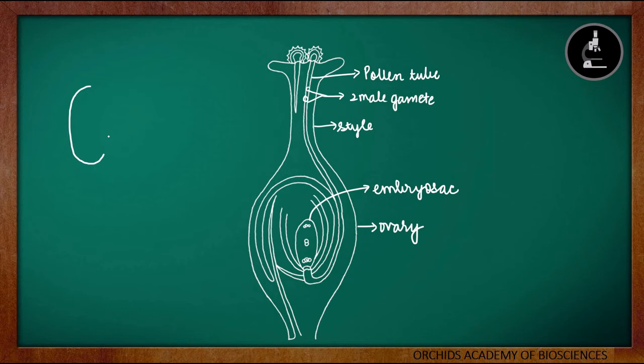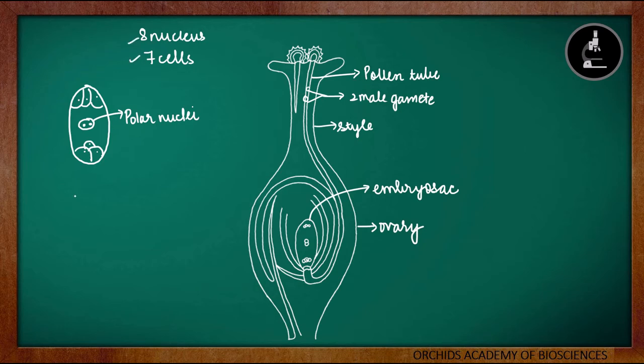Let us understand a little bit about the structure of the embryo sac. The embryo sac will have 3 cells at the top, 3 cells at the bottom, and a central cell with 2 nuclei. These are called the polar nuclei. The central cell has 2 nuclei, whereas the rest of the cells have 1 nucleus. So there are totally 8 nuclei, and how many cells? 1, 2, 3, the central cell 4, 5, 6, 7. So there are 7 cells and 8 nuclei. This is the structure of the embryo sac.